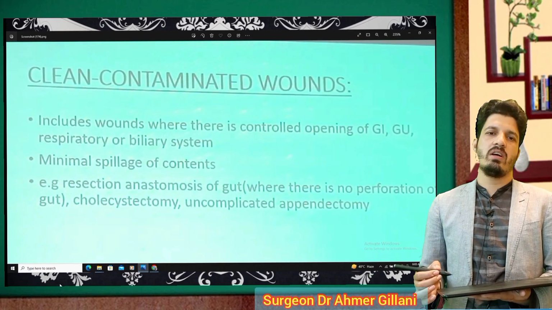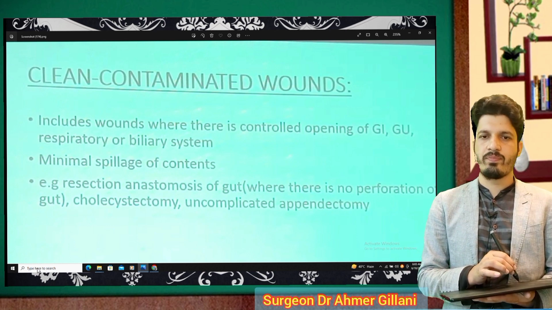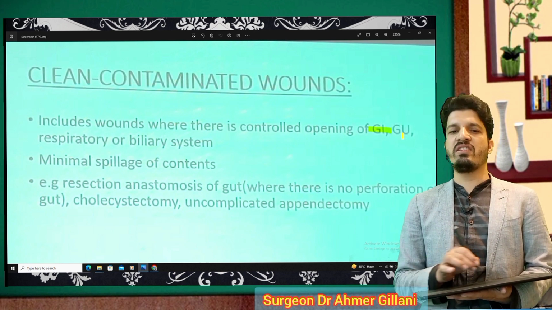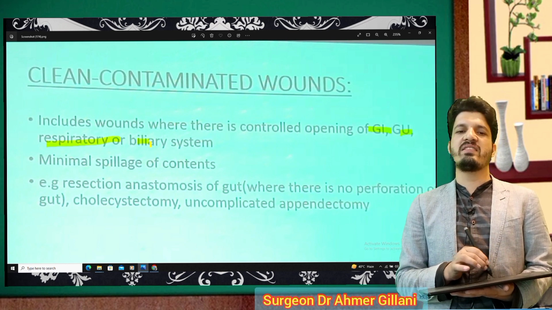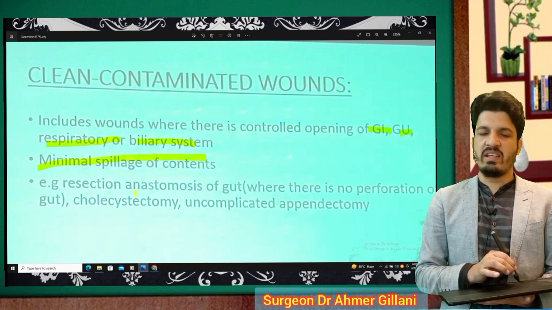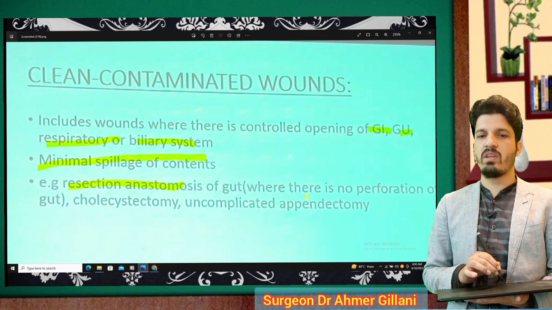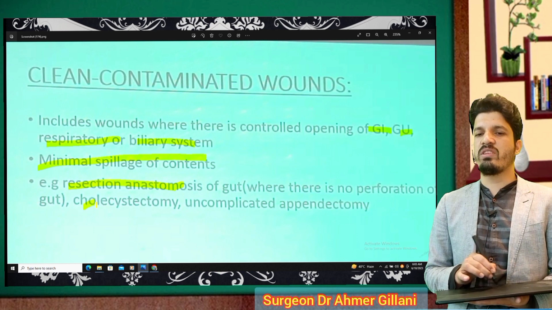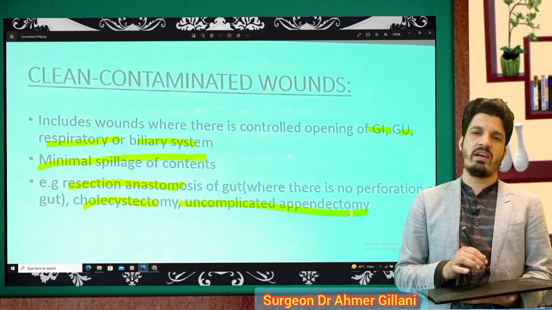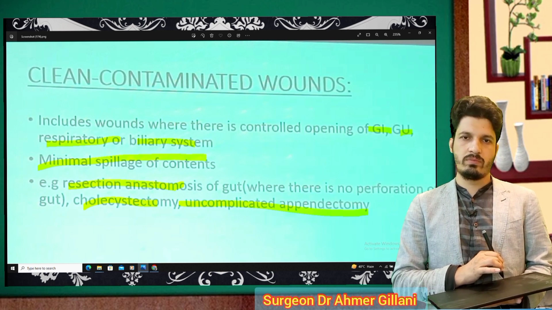Then there come the clean contaminated wounds. These wounds include when there is controlled opening of the GIT, GU, respiratory or the biliary system, and there is minimal spillage of the contents. For example, in case of resection and anastomosis of the gut, where there is no perforation of the gut, in case of cholecystectomy, in case of uncomplicated appendectomy. So these are the examples of the clean contaminated wounds.